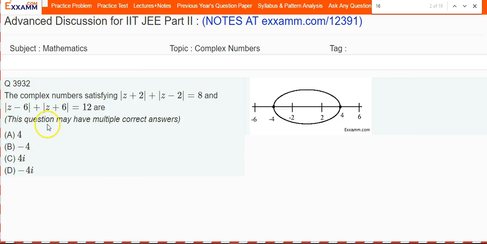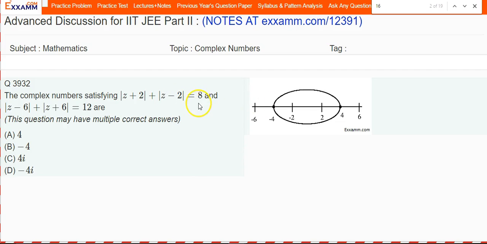Now let us take another very beautiful example to explain the concept of an ellipse in the complex plane. Here modulus of z plus 2 plus modulus of z minus 2 is given as 8. So as always, we will first check whether modulus of z1 minus z2, that is 2 minus minus 2, that is modulus of 4, is equal to this number, but it is not.